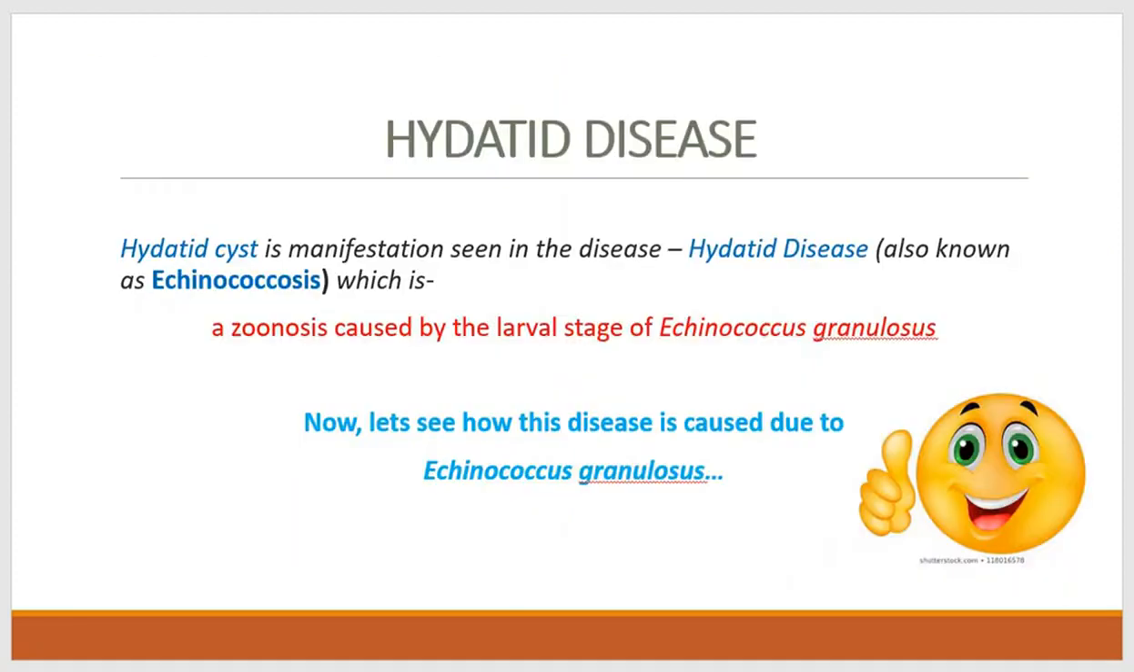Hydatid disease is a zoonosis caused by the larval stage of Echinococcus granulosus. It is also known as echinococcosis, and hydatid cyst is a manifestation seen in this disease. Now let's see how this disease is caused by this Echinococcus granulosus.